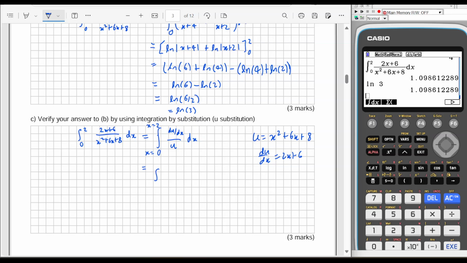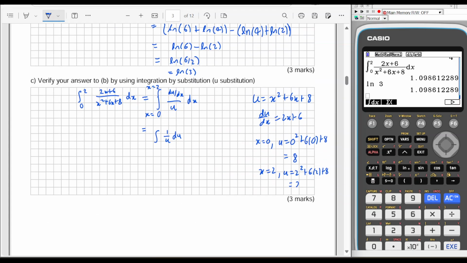This is the integral of 1 over u du. Now, if x is 0, u is 0 squared plus 6 lots of 0 plus 8, which is, let's see, 8. And if x is 2, u is 2 squared plus 6 lots of 2 plus 8. So what would that be? 4, 12, and 8 would give you 24. So essentially, this is u is 8 to u is 24.